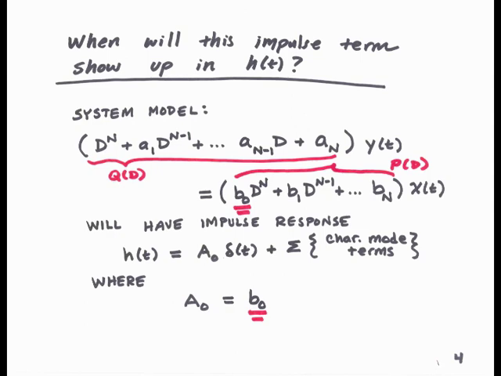Let's consider a system model consisting of q of D times y of t equals p of D times x of t. And q of D is a polynomial that's nth order in the differential operator. And p of D is also nth order in the differential operator. This system will have an impulse response that's given by the equation h of t equals a0 times delta of t plus the sum of the characteristic modes. And a0 will be equal to the coefficient b0. This is the coefficient of p of D that multiplies the nth derivative operator.